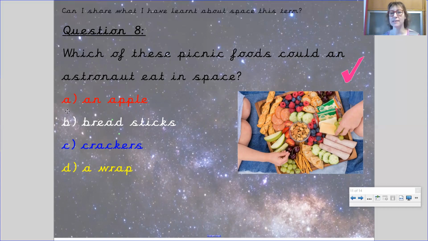So, if you think it's an apple, you're just going to write A. If you think it's breadsticks, you're just going to write B. If you think it's crackers, you're going to write C. And if you think it's a wrap, you're going to write D.